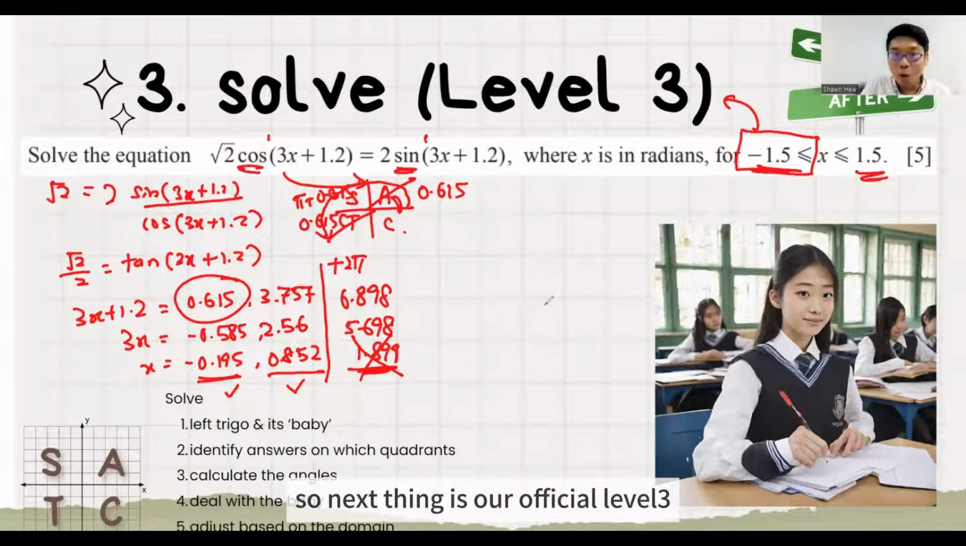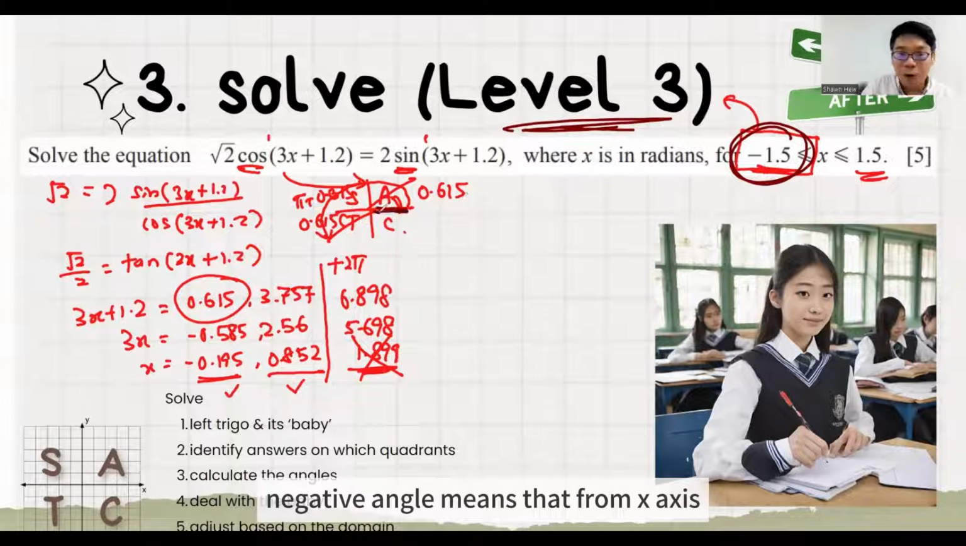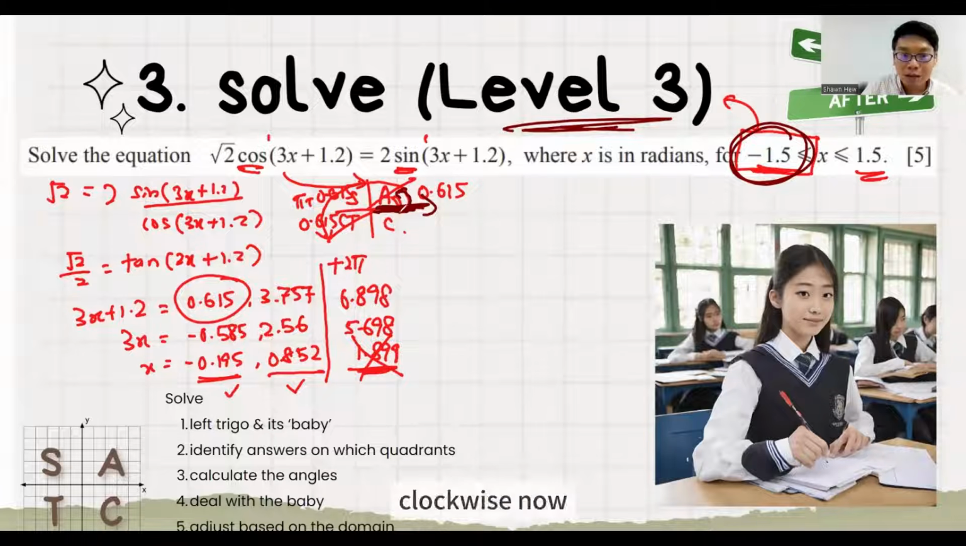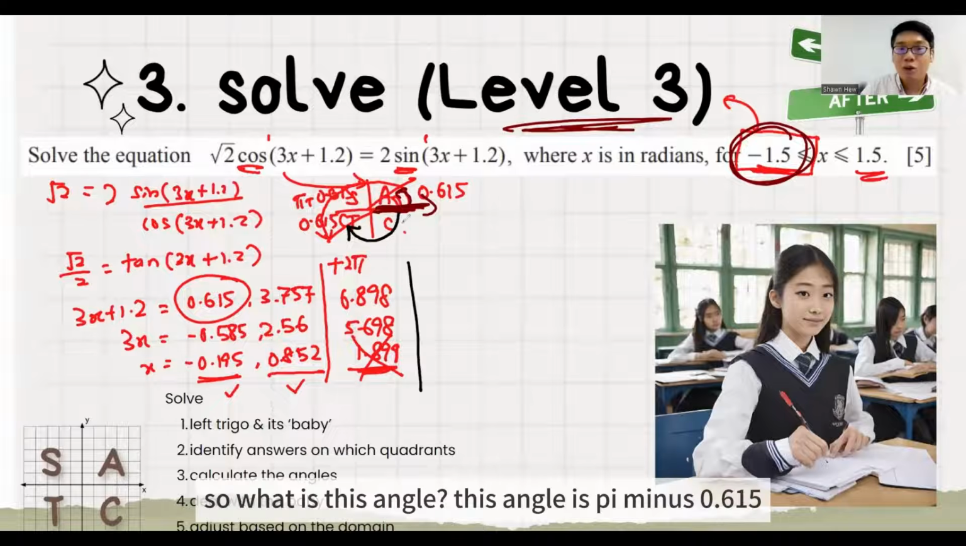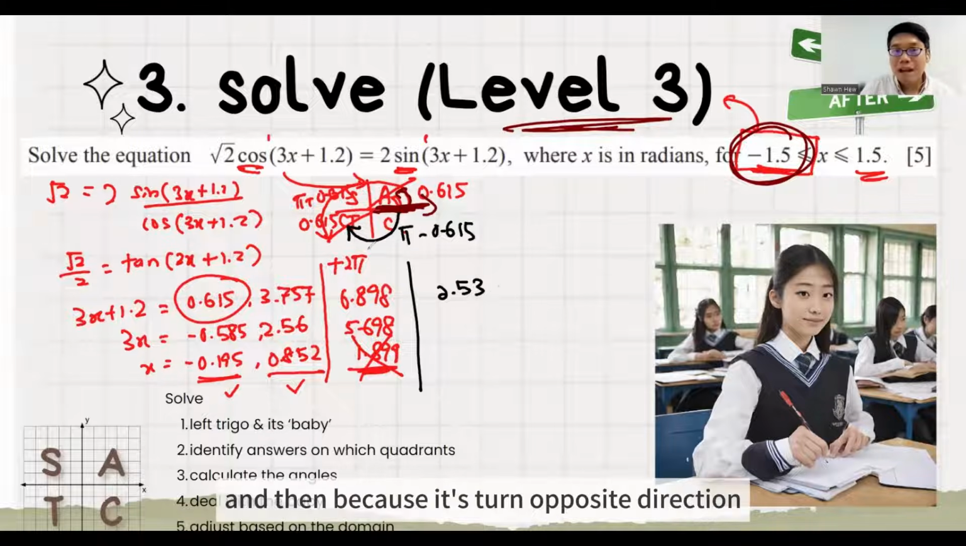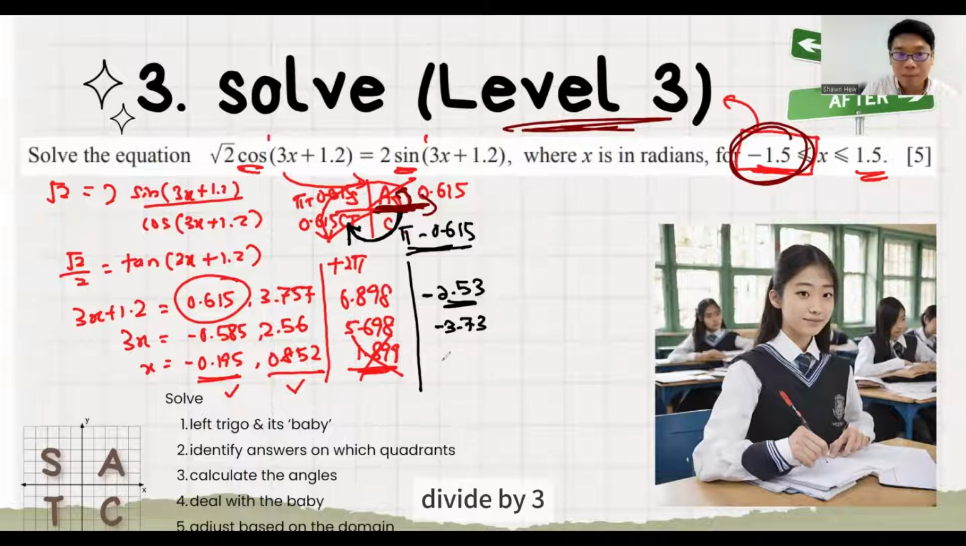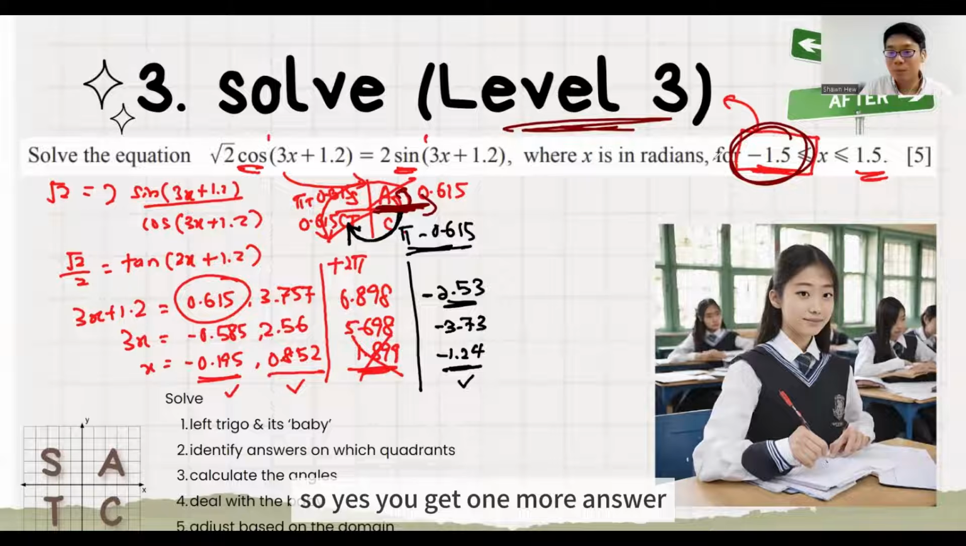So next, this is our official level 3, which is the negative region part. Negative angle means that from x-axis, we need to turn clockwise now. So what is this angle? This angle is pi minus 0.615. You get 2.53. And because it's turned in the opposite direction, we must put negative after we successfully count the value of this angle. Divide by 3. Also within negative 1.5. So yes, you gain one more answer.